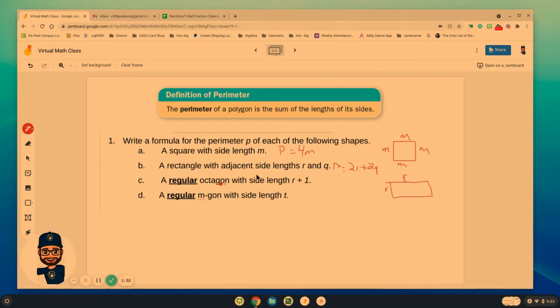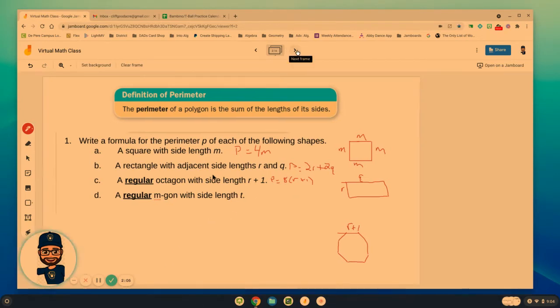What about a regular octagon that has a side length of r plus 1? Right, so if I have this octagon, 1, 2, 3, 4, 5, 6, 7, and 8, it's a regular octagon, meaning all 8 sides are that r plus 1. We would have a perimeter that equals 8 times r plus 1, whatever the r value is. And so you can see how these different types of formulas will help us.